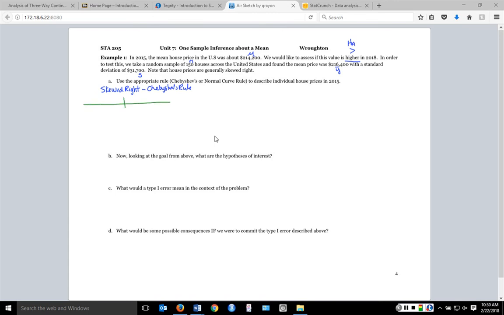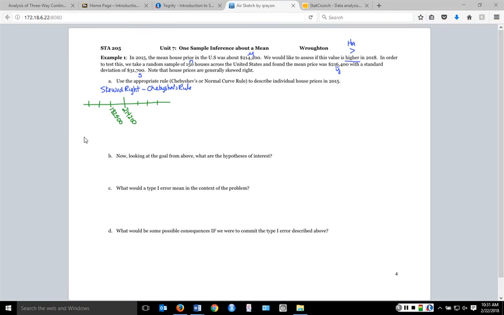So we're going to start at our mean in 2015, which was $214,200. And then now I need to go out up to 3 standard deviations in both directions. I don't actually know my population standard deviation, so I'm going to use the one that I do have, which is my sample standard deviation. So again, I'm going to the left, I'm going to subtract the $31,700 and see what we get. And then on the right, I'll be adding the $31,700.